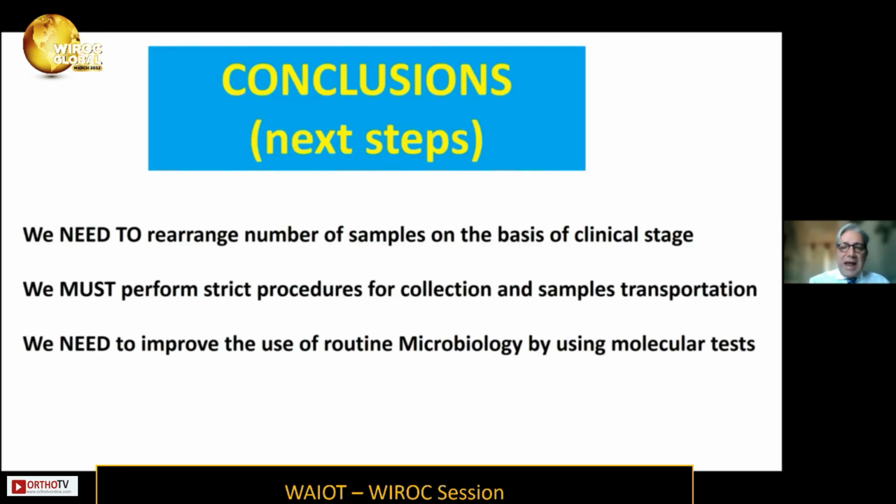So in conclusion, I think that we need to follow some next steps for the future. As a first step, we need to rearrange the number of samples on the basis of clinical stage. For instance, in the acute stage, we can use 3 or 4 samples. But in the chronic stage of infection, we need to use many samples. And in low-grade infections, for instance, we need to use many, many samples.